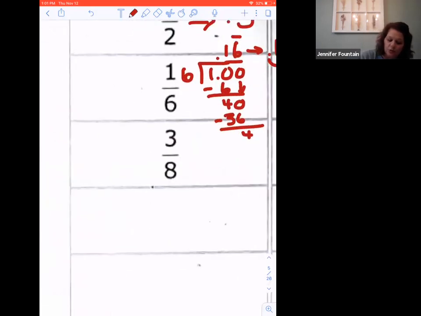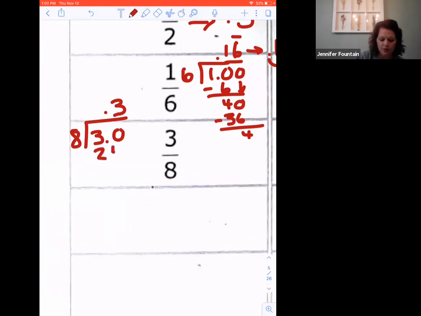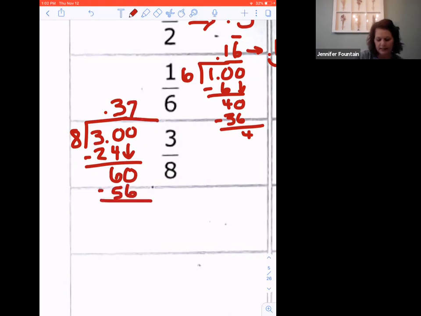3/8. Again, if you don't know, you're going to do 8 into 3. 8 won't go into 3, so I have to do it into 30. I put my decimal after 3 and add a 0. So 8 will go into 30 3 times. 8 times 3 is 24. Subtract. That's going to give me 6. Put a 0. Bring down my 0. 8 will go into 60 7 times. 7 times 8 is 56. Subtract. 60 minus 56 is 4. Add a 0. Bring it down. 8 will go into 40 5 times. 8 times 5 is 40.